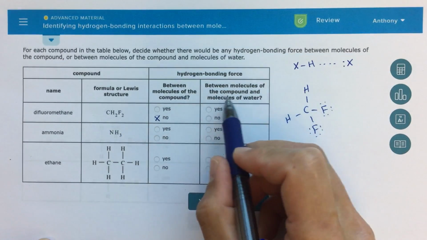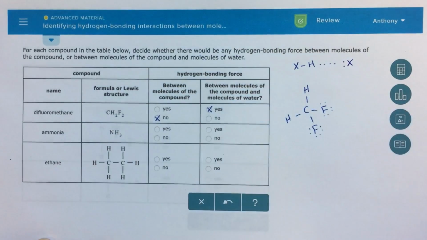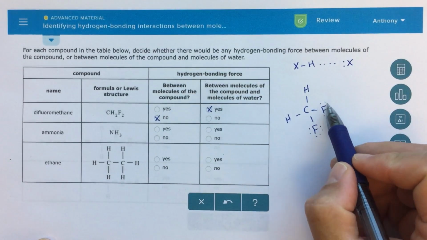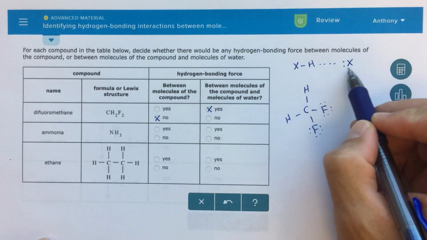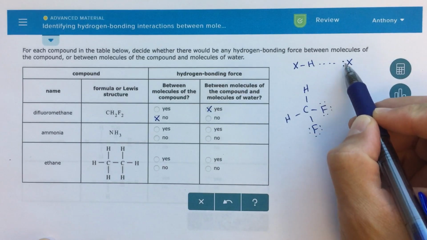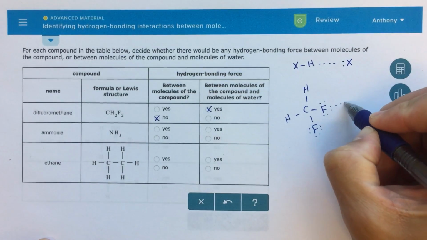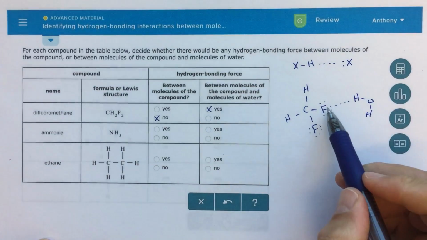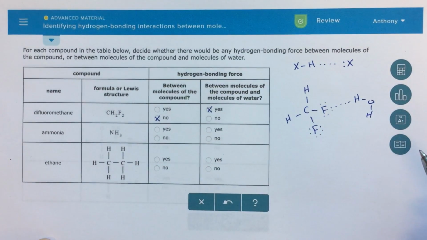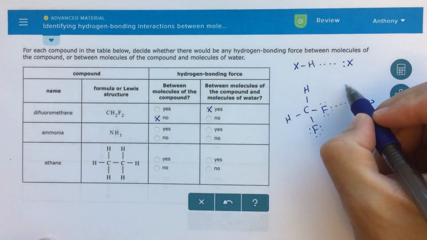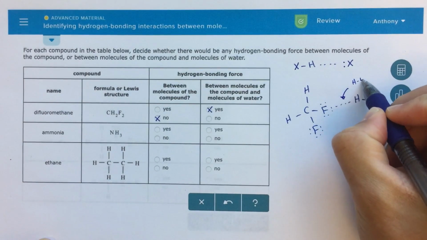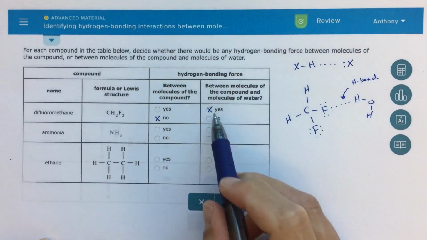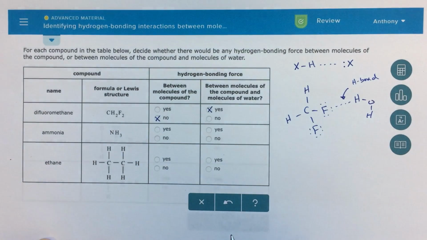Now, for between molecules of the compound and molecules of water, this is going to be a yes. And the reason is because this fluorine can fulfill this part of the criteria. We've got X with a lone pair of electrons, so I could have an interaction that looks like this between this fluorine and the hydrogen of a water molecule. That is a hydrogen bond right here. Hydrogen bond. So that would be a yes for that one.